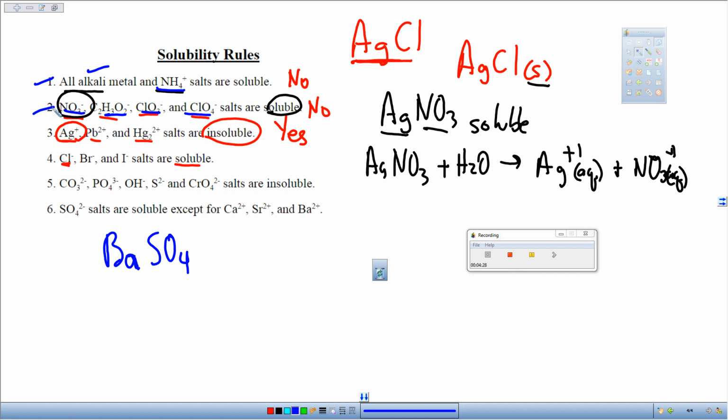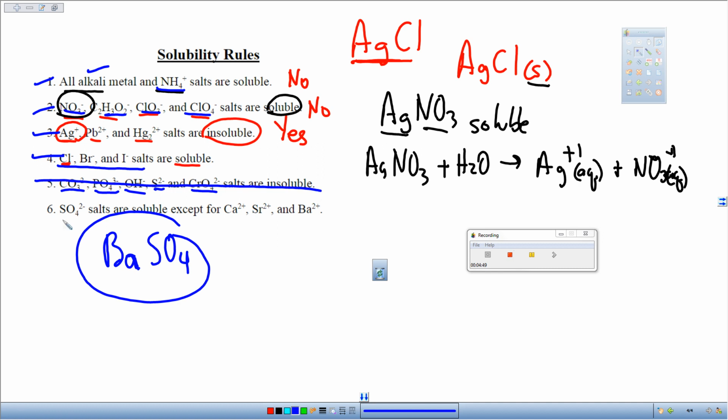Do we see silver, lead, mercury? Are any of those there? Nope, that doesn't apply. Is there chloride, bromide, iodide anywhere in barium sulfate? Nada. Let's skip that one. Is there a carbonate, phosphate, hydroxide, sulfide, or chromate? No, this one doesn't apply. Sulfate salts are soluble except with barium. This one does apply, so we can now stop. This is insoluble in water.